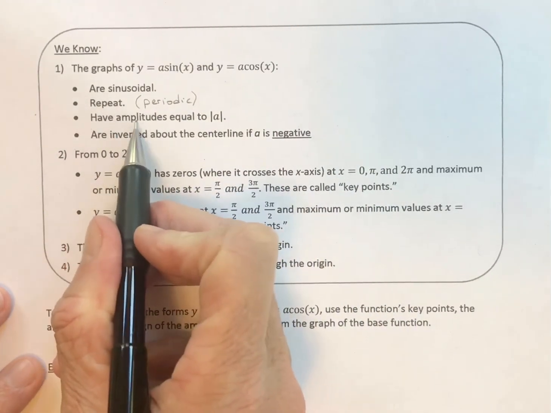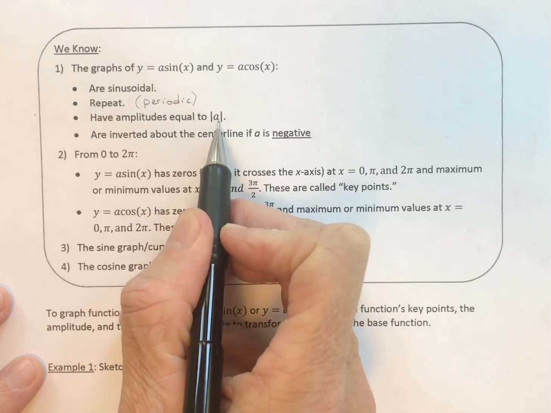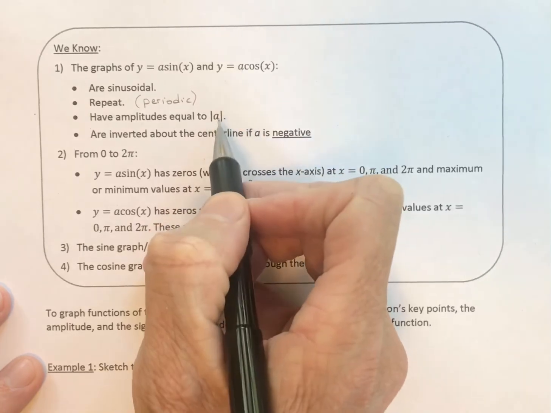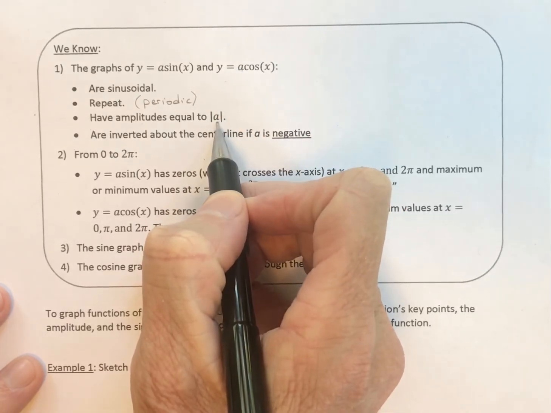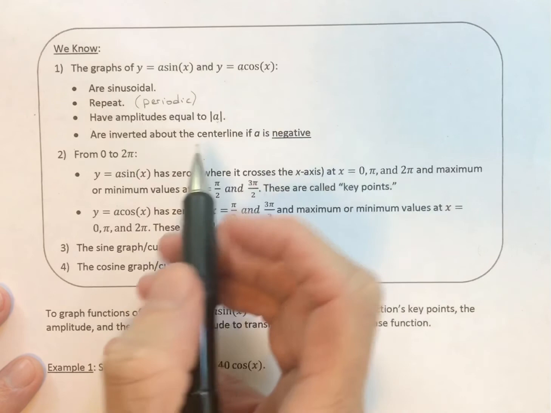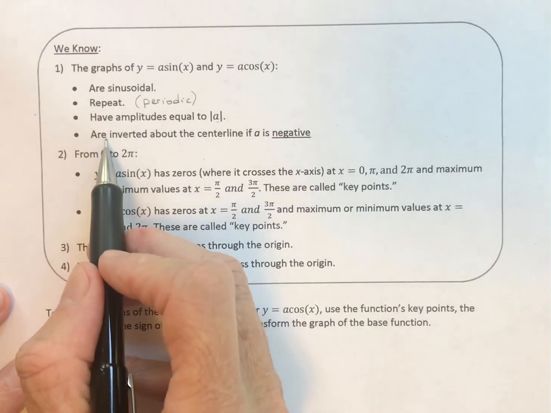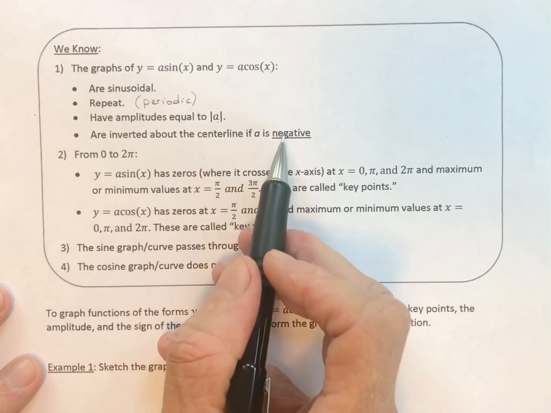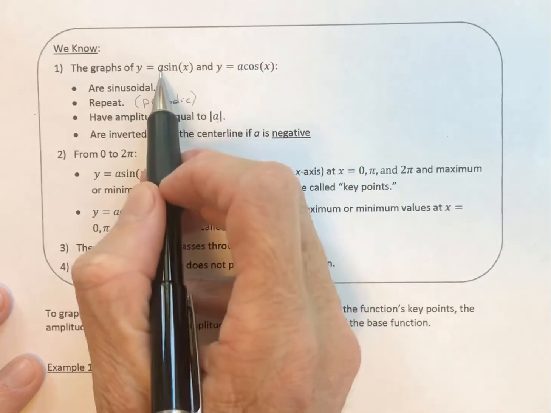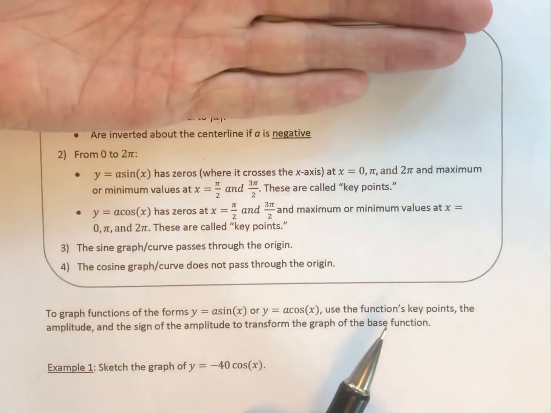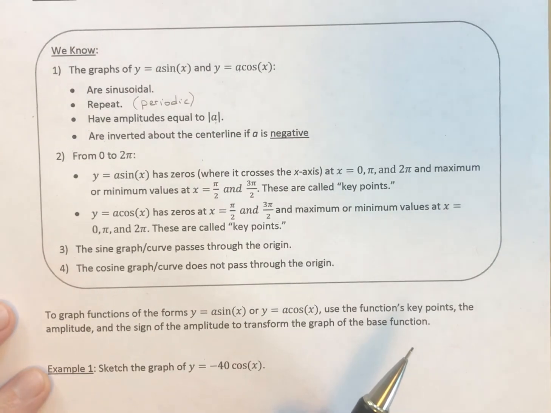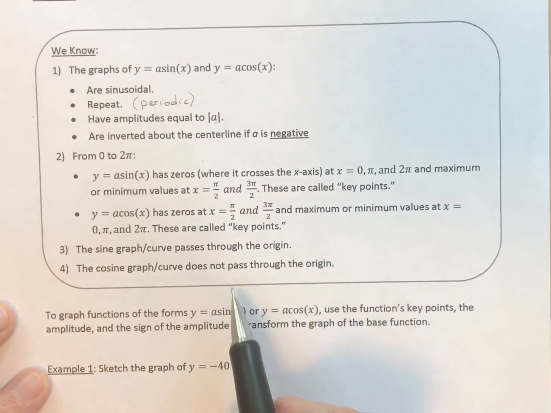They have amplitudes equal to the absolute value of a. So if a is negative, the absolute value of that will give us the height of the function. And if a is negative, the graph is inverted about the center line. Okay, again, if that number in front is negative, the graph does this. What was above goes below, what was below goes above. Symmetrical about the center line or inverted.